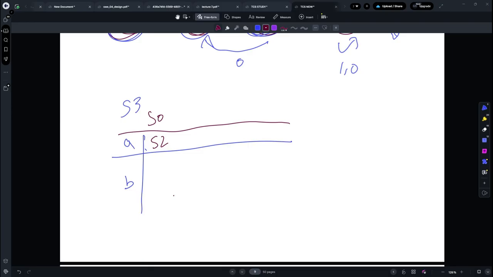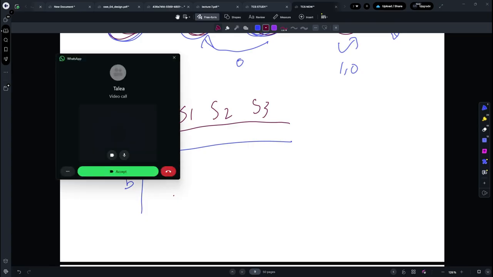You can make it like this, S0. This is our accepting state. S1, S2, and S3. Here we know that S2 reads A and goes to S2.